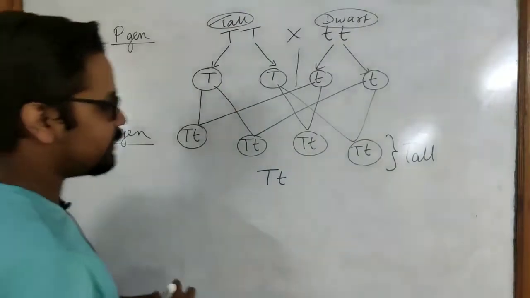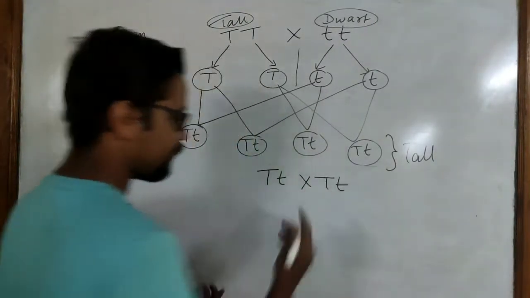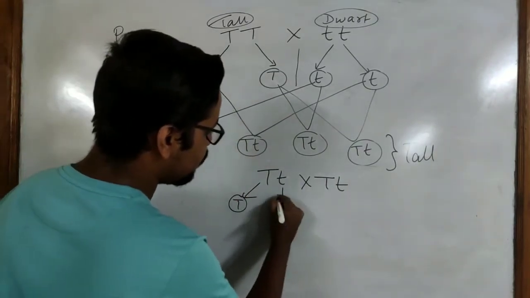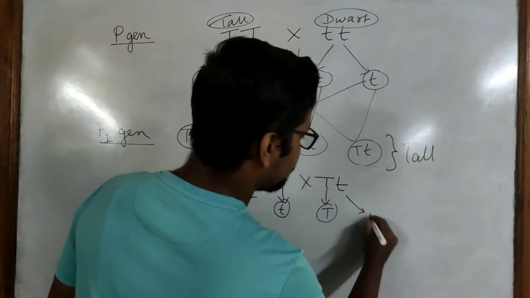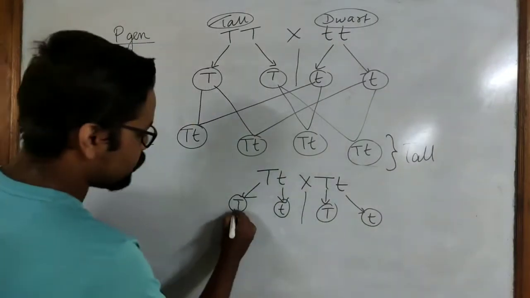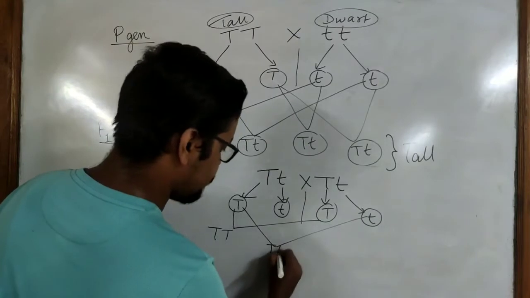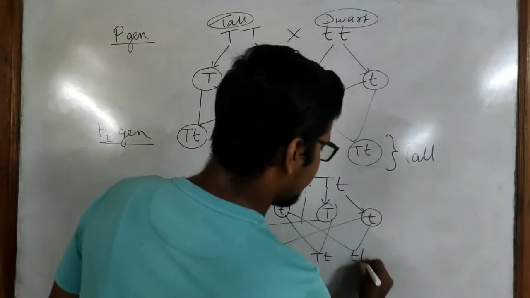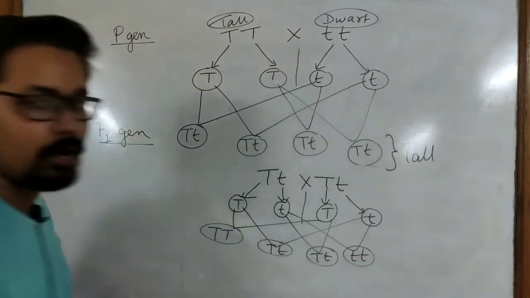Now when he did self-pollination, it means this plant is pollinating with itself. So what are the possible gametes? Capital T from here, small t. From here, capital T, and one small t. Now these will go into the cross. So when they cross, we can have capital T, capital T, capital T, and small t. So here we have four possible outcomes.